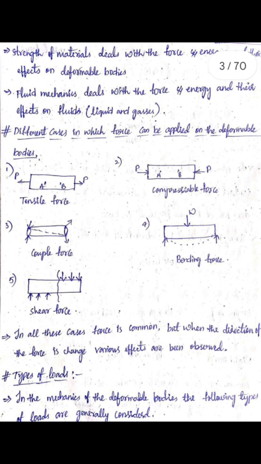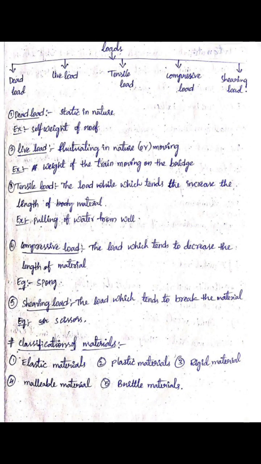Types of loads next. In the mechanics of deformable bodies, the following types of loads are generally considered: dead loads, live loads, tensile loads, compressive loads, shearing load, etc. Dead loads means static in nature. Example, self weight of roof. Next, live load. It is fluctuating in nature or moving. Example, weight of the train moving on the bridge.